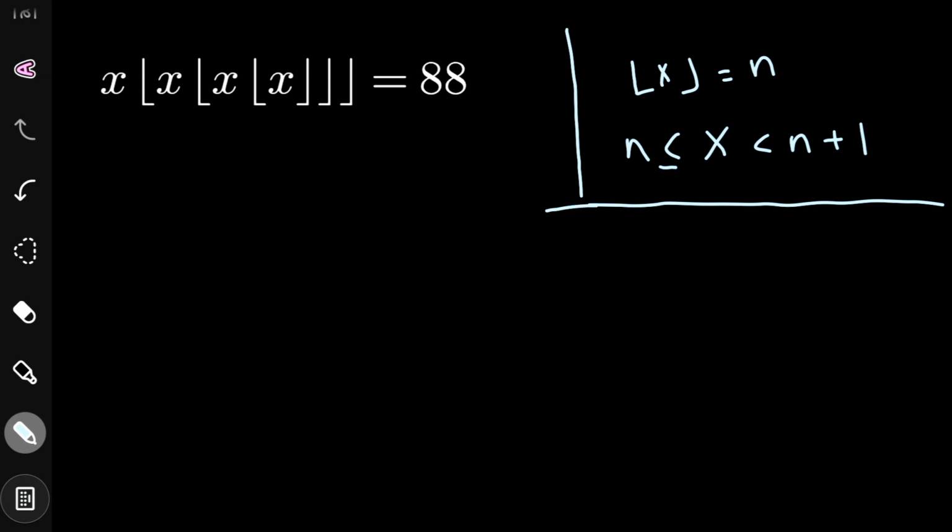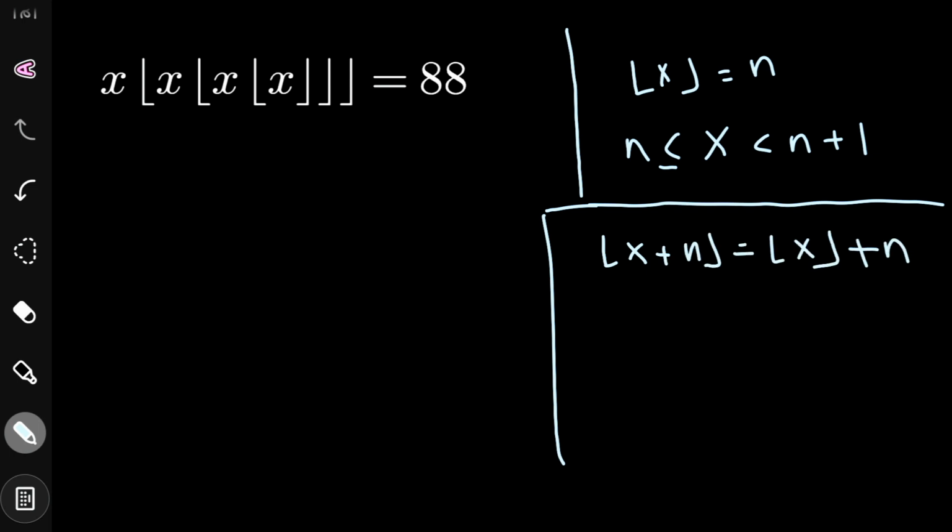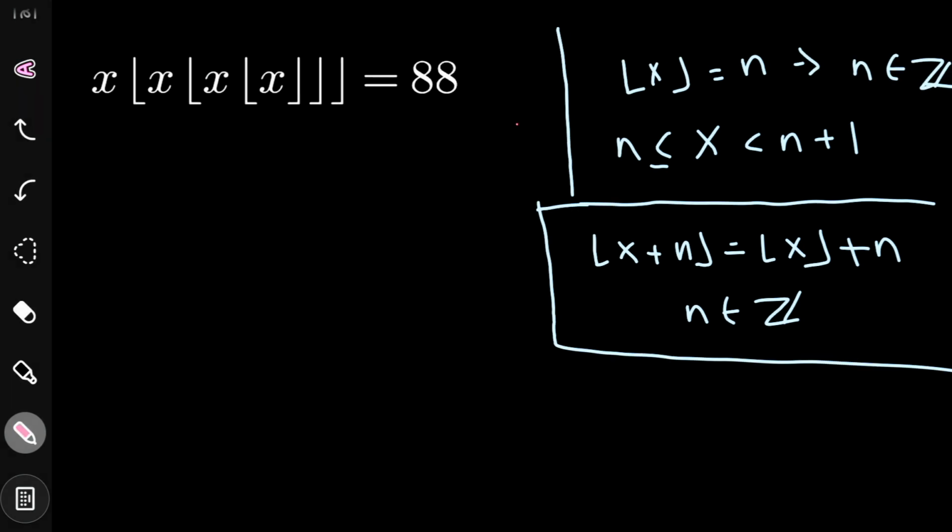Now recall the identity related to the floor functions, that is, floor of (x plus n) would be equal to floor of x plus n if and only if n is an integer. If n is an integer, this identity is true, and in this case n is always an integer. So here we have seen the basic things related to the floor function.